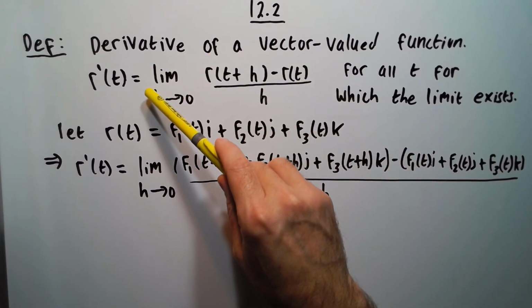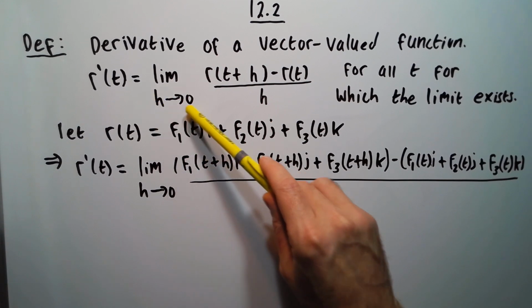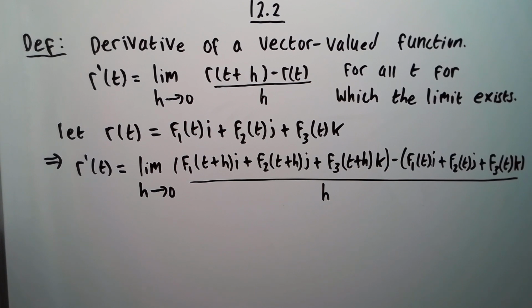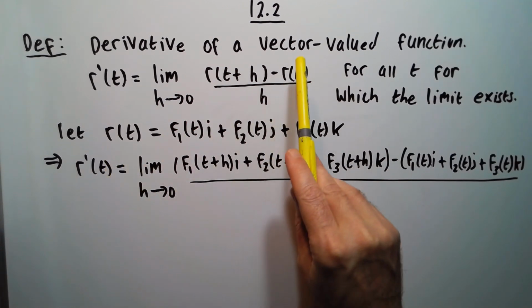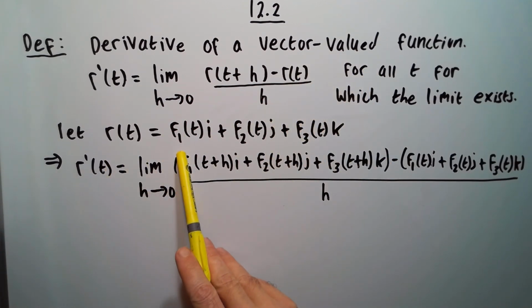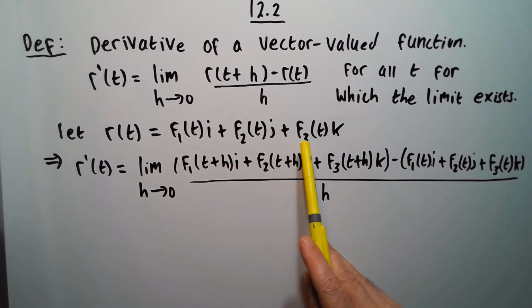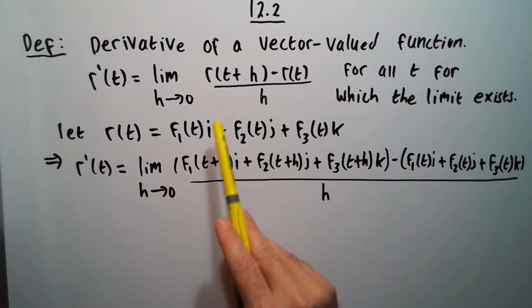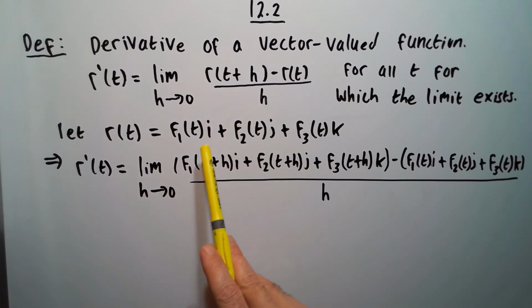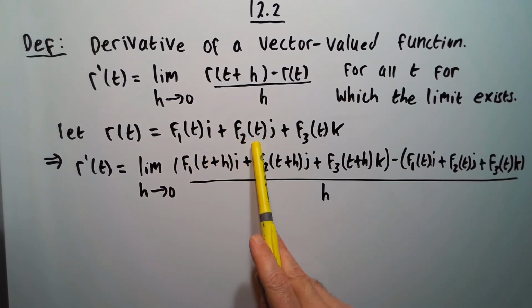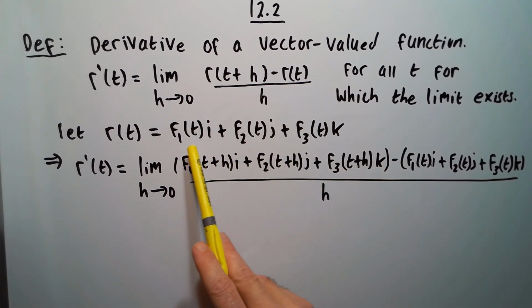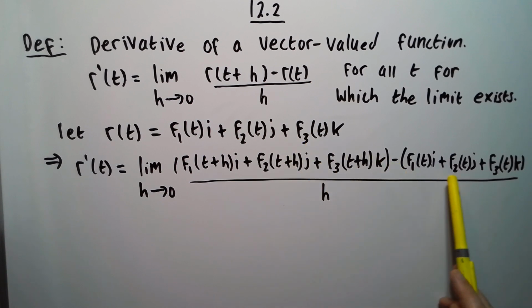identical to the Math 150 or single variable calculus definition, except we have an i, j, and a k component. Since it's a vector valued function, the r looks like f1 i, f2 j, f3 k. So if we look at our definition here, it's going to be r of t plus h. So I'm going to put t plus h in place of the f1, f2, f3 first here. Then subtract r of t. R of t is just the f1, f2, f3, divided by h.